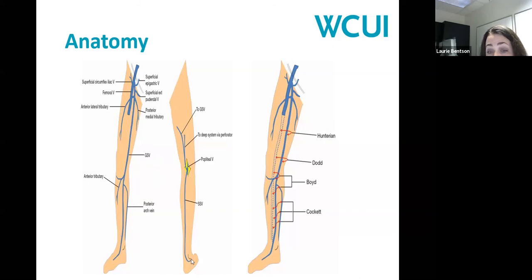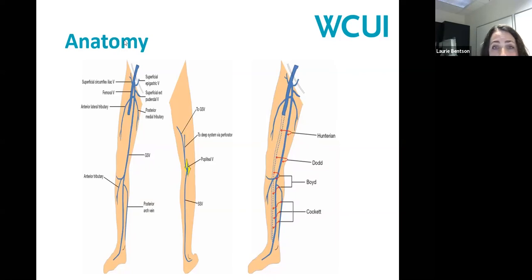Our short saphenous vein here originates near the lateral malleolus and ascends the posterior calf, traveling in the middle. It typically enters into or drains into the popliteal vein in the popliteal fossa. However, there can be several anatomic variants. This junction would be the saphenopopliteal or SPJ junction. SPJ is saphenopopliteal junction.